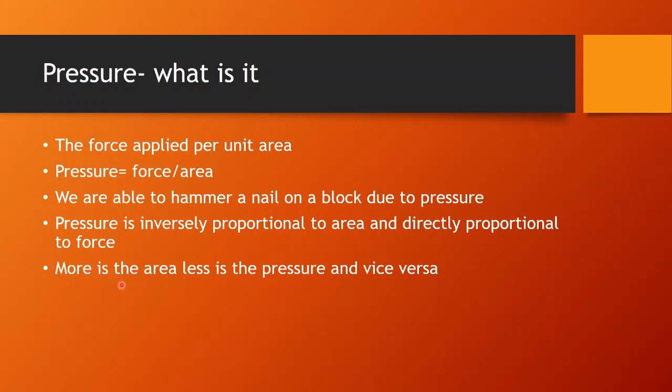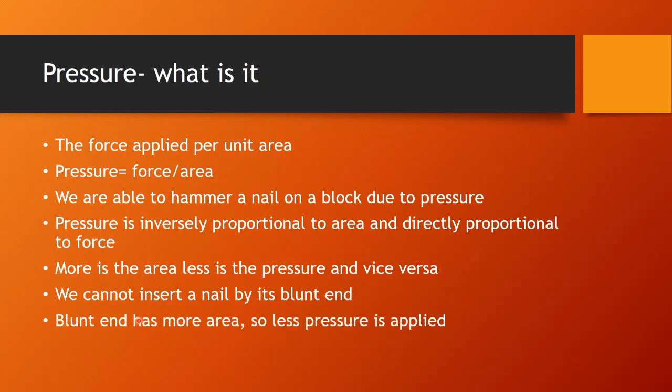Now this is the concept. We cannot insert a nail by its blunt end. There are two ends, right? One is the sharper one and the other is the blunt one. The blunt end has more area as compared to the sharper end, and we know that more is the area, less is the pressure. So less pressure is applied. When we take the sharper end, there is less area, so more will be the pressure and it gets inserted into the block.